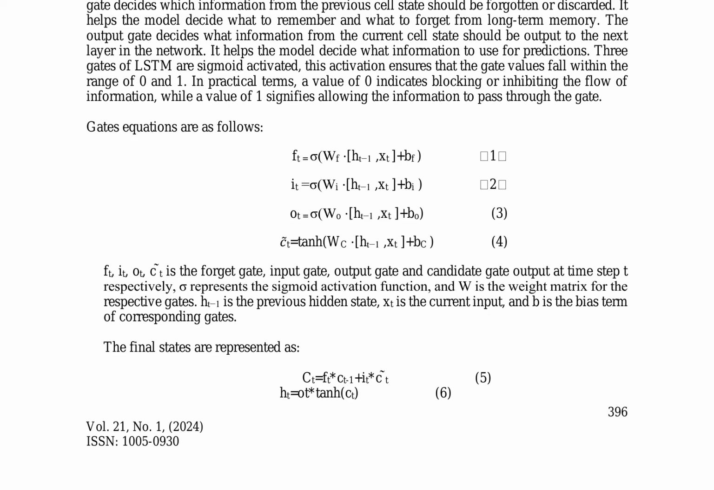The equations for the LSTM gates are provided, including the forget gate, input gate, output gate, and candidate gate output at time step t. The final states are represented as the product of the forget gate and the previous cell state plus the product of the input gate and the candidate gate output, and the hidden state is the product of the output gate and the hyperbolic tangent of the cell state.